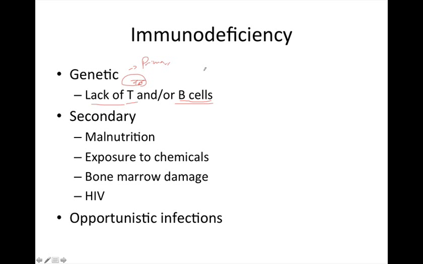Various viruses that we can easily eradicate and so on. Okay, so that essentially is a primary immunodeficiency. It's basically a lack of T and B cells. Whereas secondary immunodeficiencies, this is where some outside factor is causing you to basically have a defective immune system.